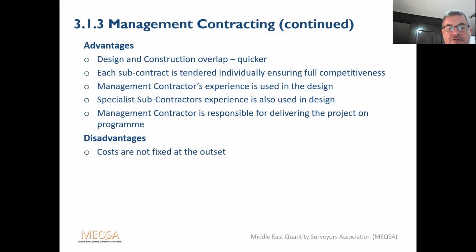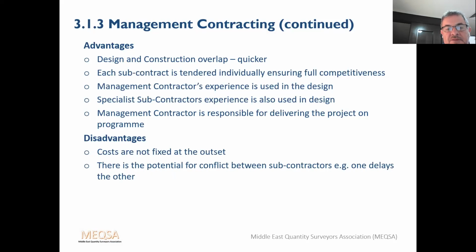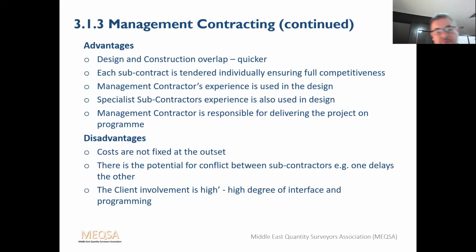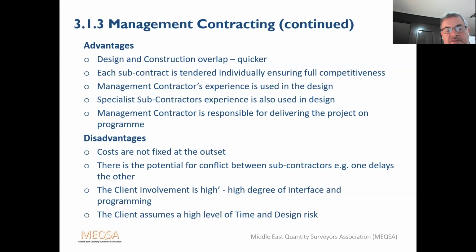Disadvantages: costs are not fixed at the outset. It needs a QS on board right at the start to continuously monitor and report on costs. There's potential for conflict between the subcontractors, e.g. if one delays the other, there's going to be an issue. The client's involvement is very high, with a high degree of interface and programming. When we say the client, obviously the client can employ their specialist team to do it. The client assumes a high level of time and design risk.